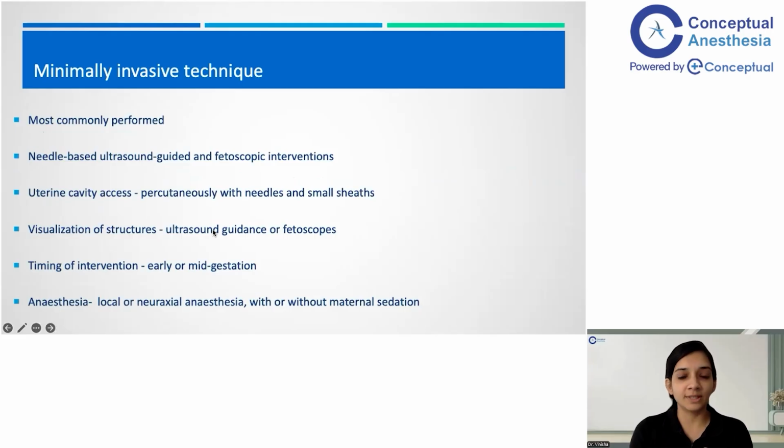So these are the most commonly performed fetal interventions as of now. They include both your ultrasound guided needle based techniques as well as techniques using a fetoscope. Basically, they access the uterine cavity percutaneously with needles and small sheaths. Now, the structures are visualized by either your ultrasound or the fetoscope that is inserted through the sheaths. Okay. These procedures are usually performed in early gestation or mid gestation. And you can do it under local anesthesia or neuraxial anesthesia with or without maternal sedation.